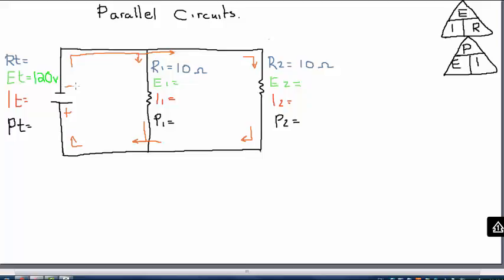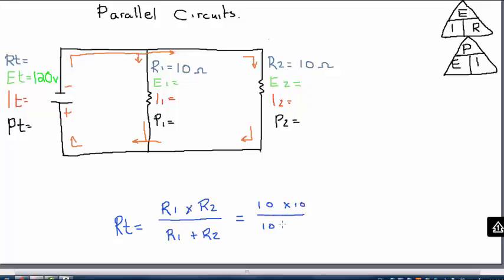Now the first thing we want to do is find our total resistance. To find our total resistance in a parallel circuit, there's a couple of ways that we can do it. We can use product over the sum, or we can use a reciprocal over the sum. Since we only have two resistors, I'm going to show you the product over the sum. The calculation for that is the total resistance is equal to resistor 1 times resistor 2 divided by resistor 1 plus resistor 2.